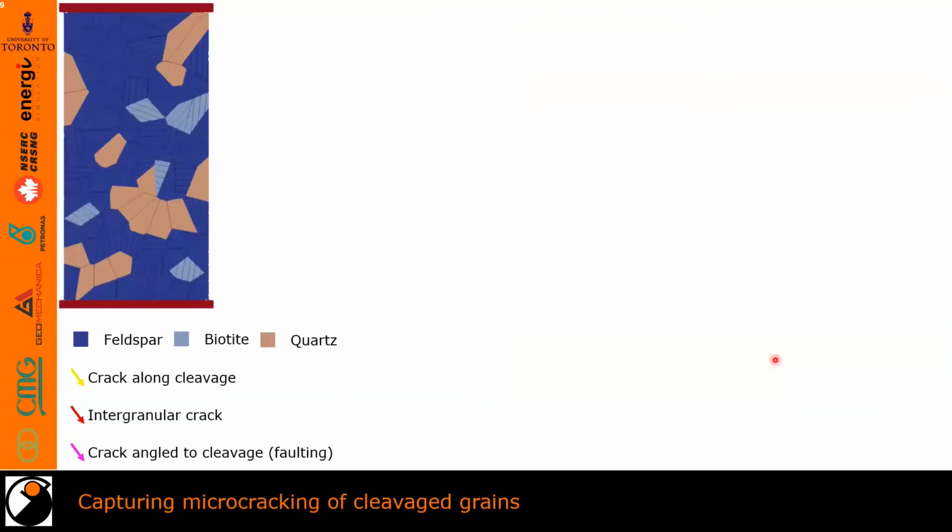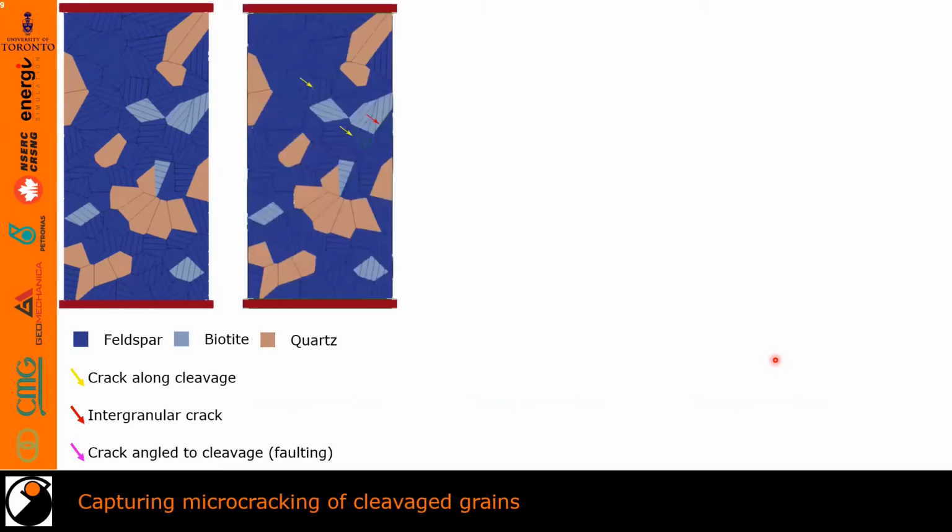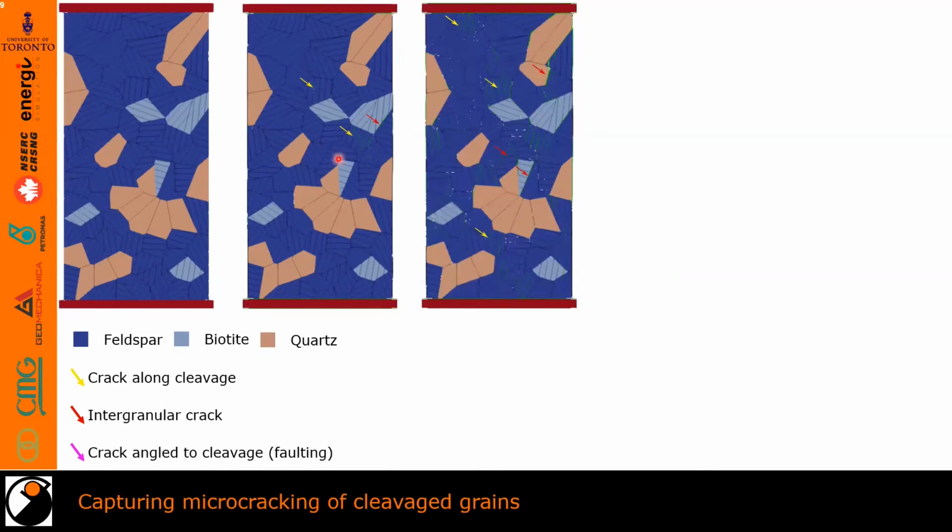This is a sample of our modeling of Stanstead granite using cleavage planes. This model is before loading, and there are no cracks. At 40% of the peak strength, intergranular cracks, as seen here, started to occur, and cleavage cracks with orientation parallel or at low angle to the applied vertical load also start to occur. With the increase of the stress, a wider range of angles of these cleavage planes start to fail, and more intergranular cracks start to appear.